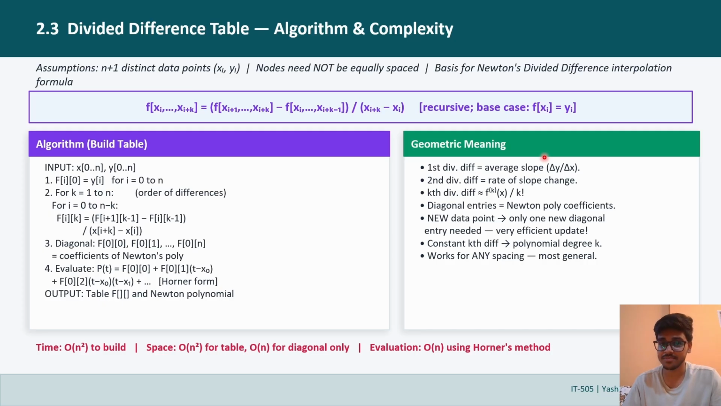One practical gem: if we add a new data point, only new diagonal entries need to be computed. The rest of the table stays the same. Now the time complexity is O of n squared to build. Space complexity is O of n squared for the full table, O of n if we only store the diagonals, and evaluation by Newton's method is O of n.